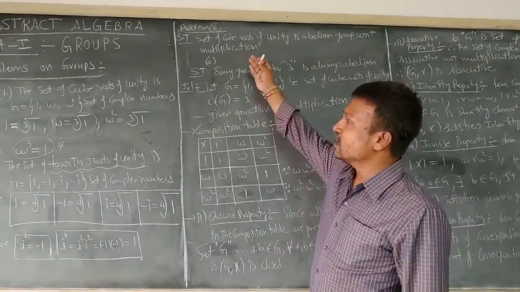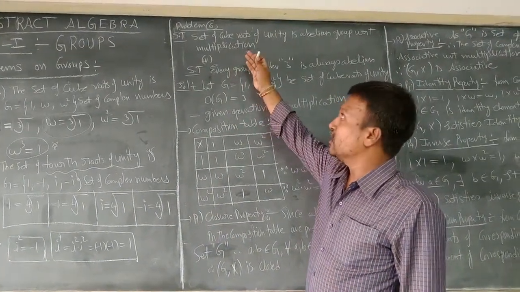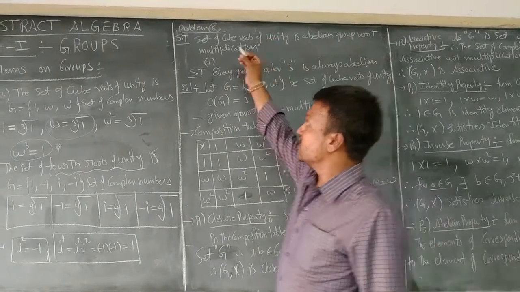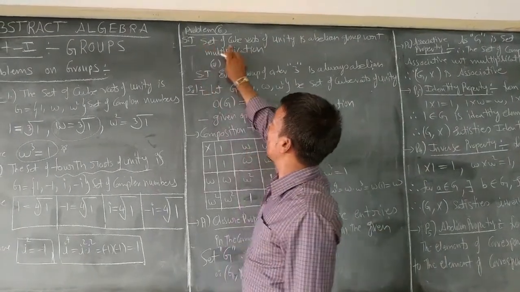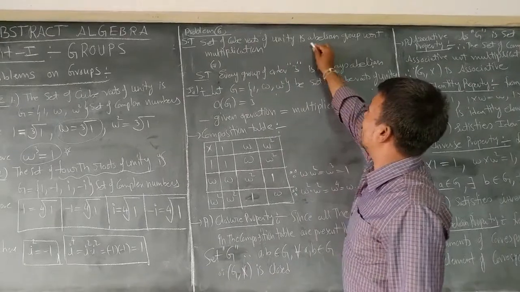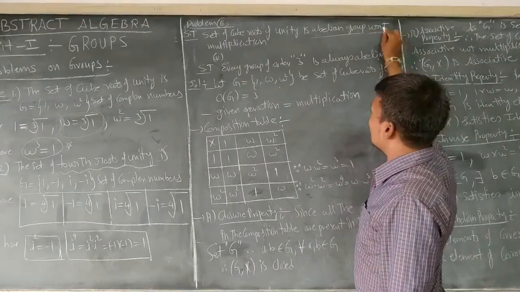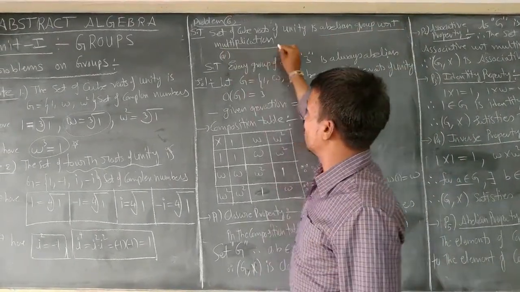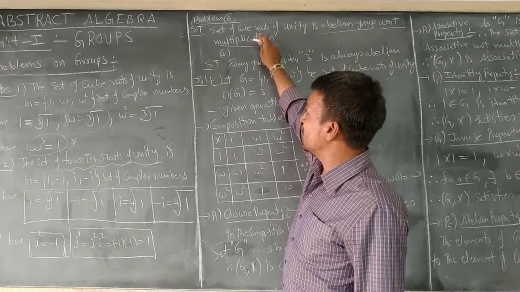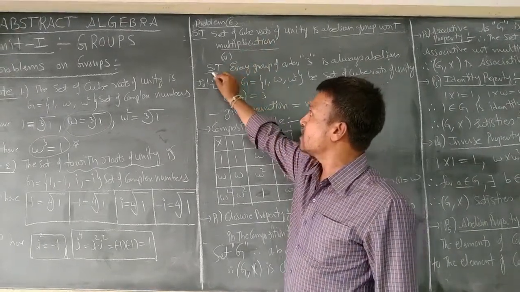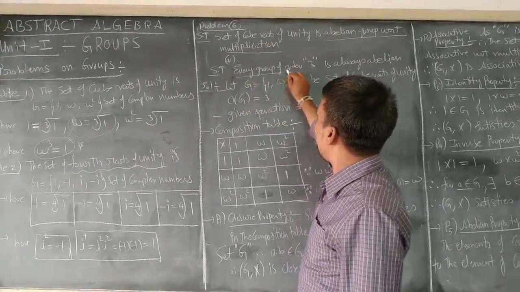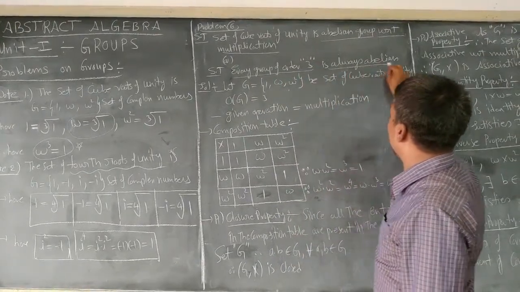Now I am going to solve the sixth problem. See the statement carefully. Show that the set of cube roots of unity is an abelian group with respect to multiplication, or the same statement can also be asked as: show that every group of order 3 is always abelian.